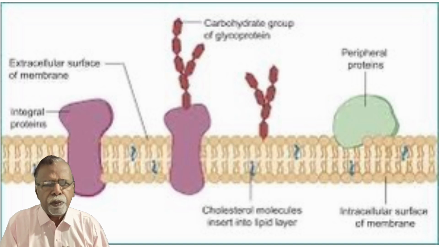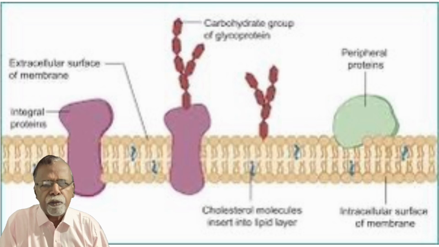First question: explain the fluid mosaic model of the cell membrane. As we know, this is the plasma membrane. This consists of a phospholipid bilayer. Here you can see the phospholipid bilayer with the hydrophilic heads outward and hydrophobic tails inward. So the outside is hydrophilic and the inward portion is hydrophobic. That is what you should remember.